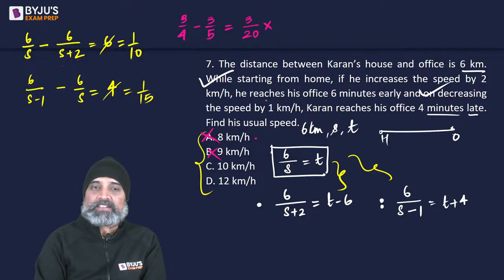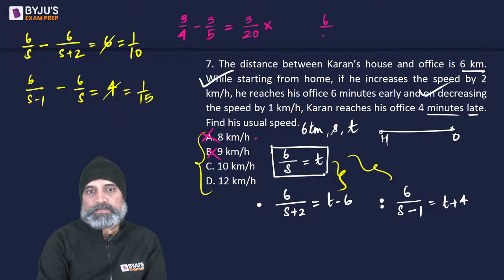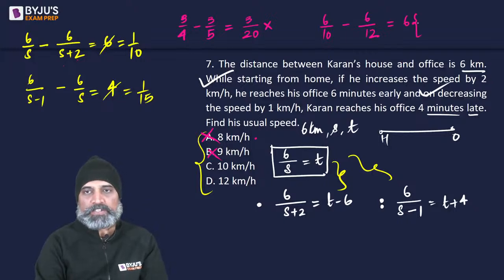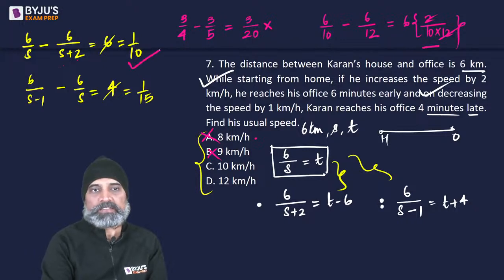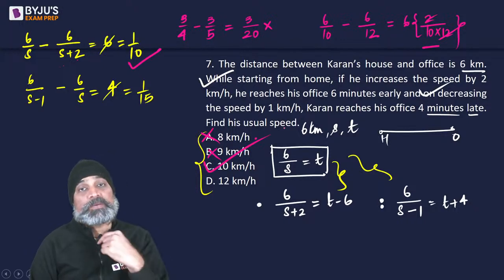Next, if we take 10, 6 by 10 minus 6 by 10 plus 2, which is 12. If I take out 6, it is 1 by 10 minus 1 by 12, which will become 2 over 10 into 12. So 6, 2 and 12 cancel out, and we get 10. It matches. C becomes our answer.